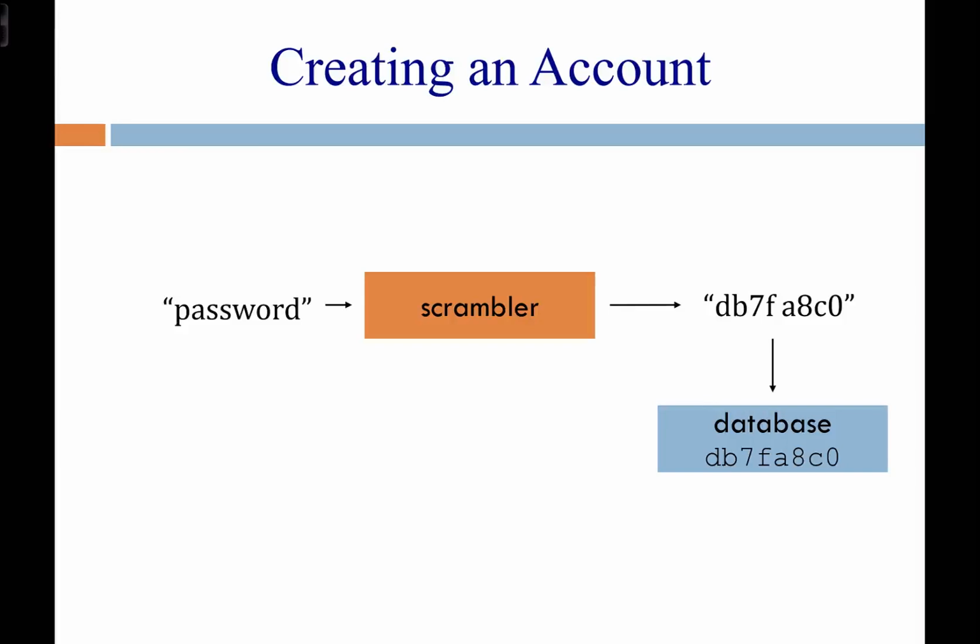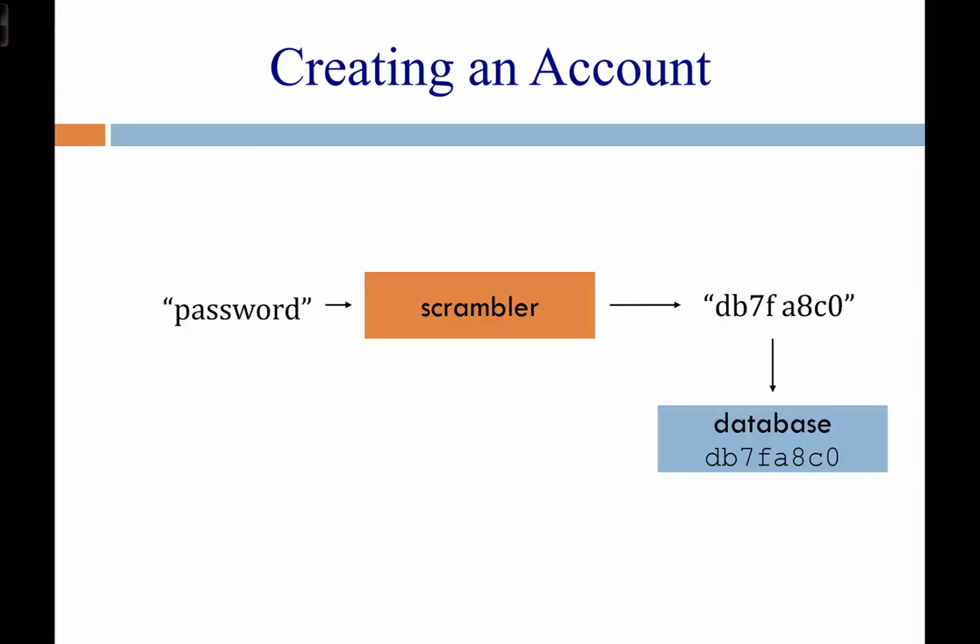So here's how it works. You take in the plain text password, you put it through some scrambler function, and I'm just putting it as a mysterious box for now. Password goes in, and out comes some scrambled string. It looks like random nonsense. It's not random, but it's just some hex string. And then you actually store the hex string in the database instead of storing the password.